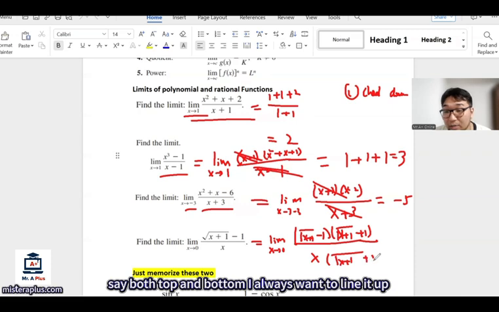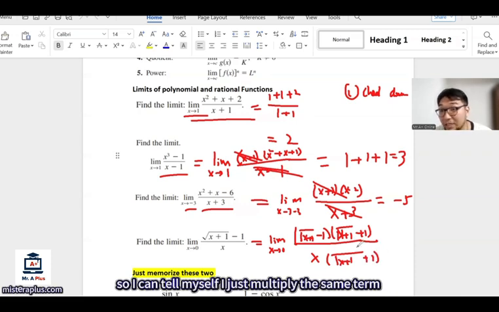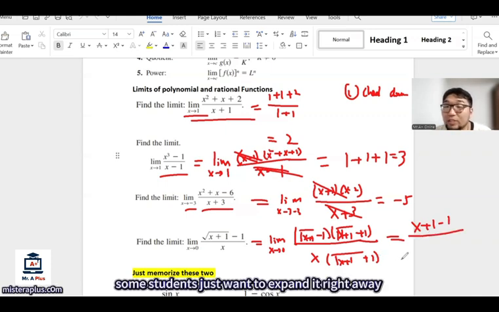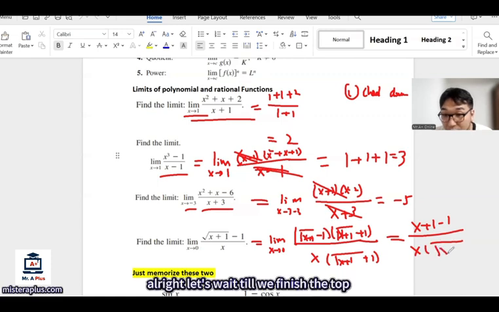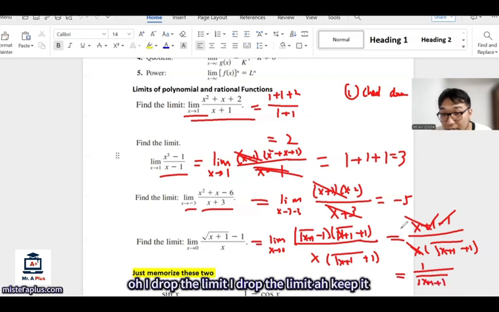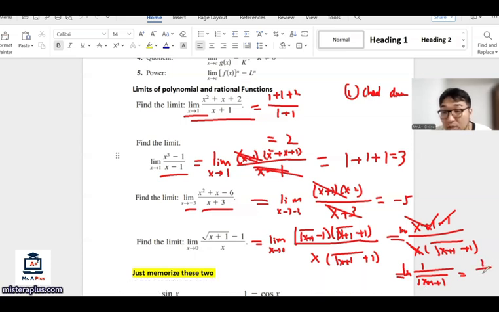I always want to line it up so I can tell myself I multiply by the same term. And why do we do this? On the top, it's a difference of squares. So we get x plus 1 minus 1. The denominator, don't open it yet. Some students want to expand it right away. Don't do that yet. Let's wait till we finish the top. So 1 and 1 cancel, x and x cancel. So the final solution will be this. Oh, I dropped the limit. Keep it. So now you can plug in 0 there. We get 1 over 2.